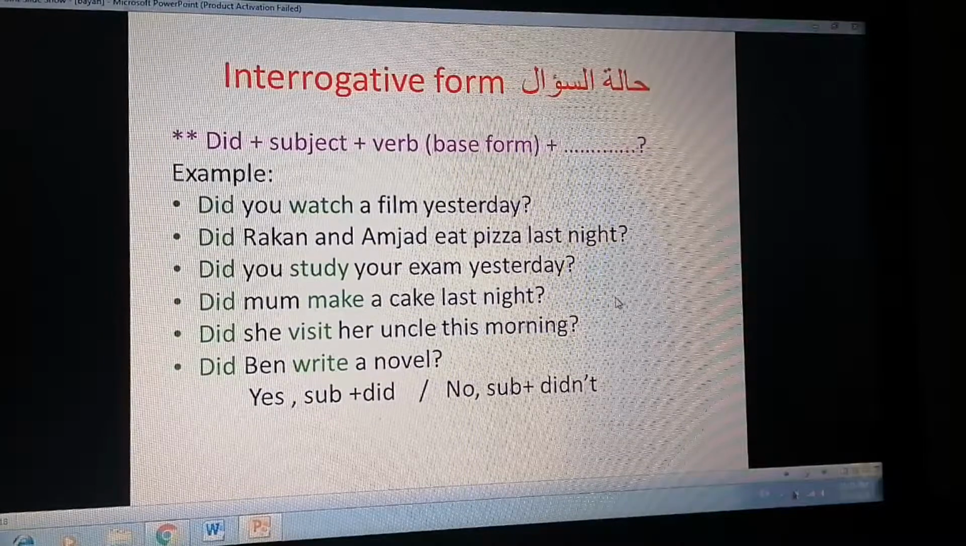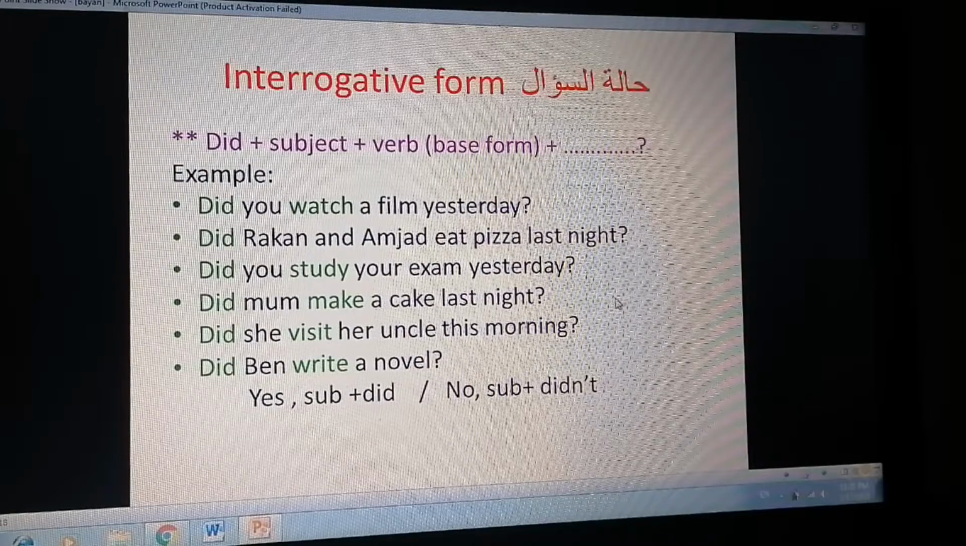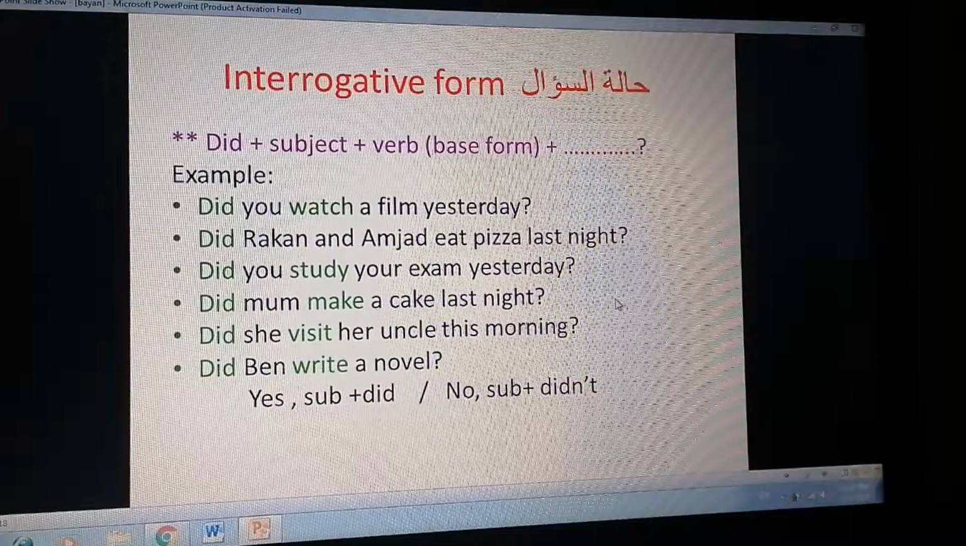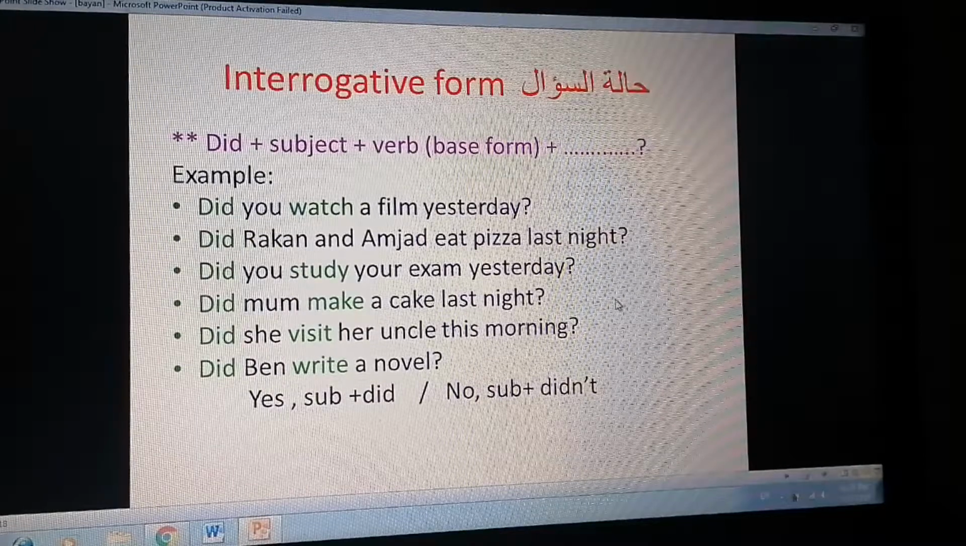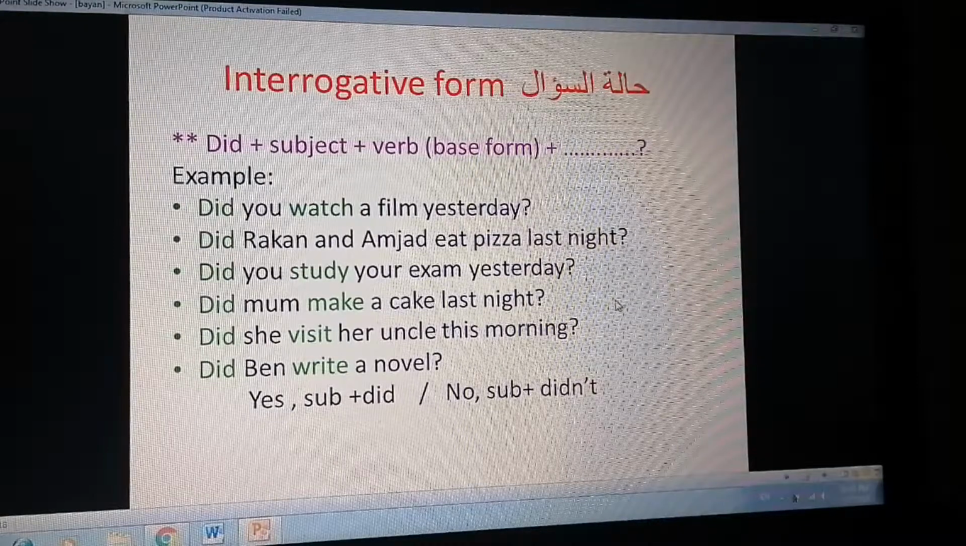The structure of sentence in interrogative form of simple past. شكل الجملة في حالة السؤال did subject verb base form. نوت صغيرة بحالة إذا كانت الجملة تحتوي على did معناته الفيرب عندنا بيكون base form.